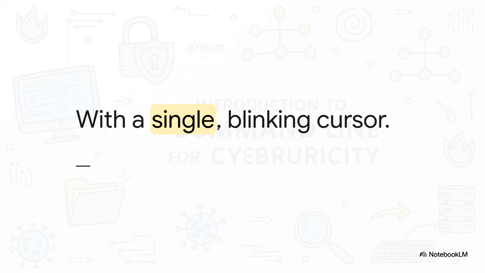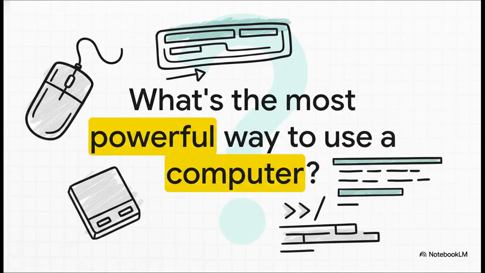You know, it all starts right here, with this one single blinking cursor. It might look kind of simple, maybe even a little old school, right? But this is where the real power is, and it makes you ask a pretty fundamental question. I mean, really think about it. Is it a mouse, your trackpad, some fancy graphical interface with windows and icons? Nope, not even close. The most powerful way to use a computer is to speak its native language, and that language is text, typed directly into the command line.